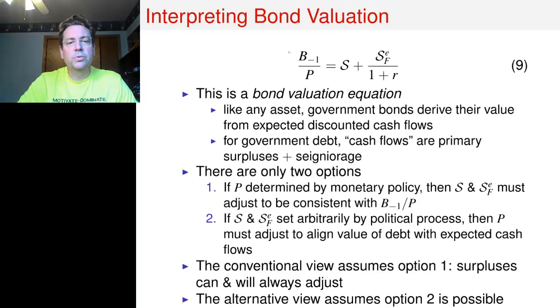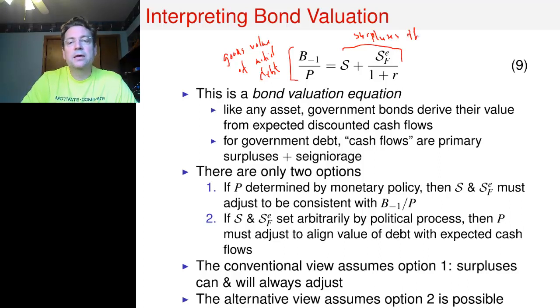How do we interpret what this equation means? Well, again, on the left-hand side, what we have is the goods value of initial debt in the economy, initial government debt. And what we have on the right-hand side is surpluses that back debt.